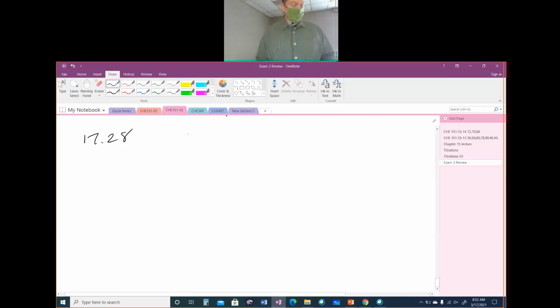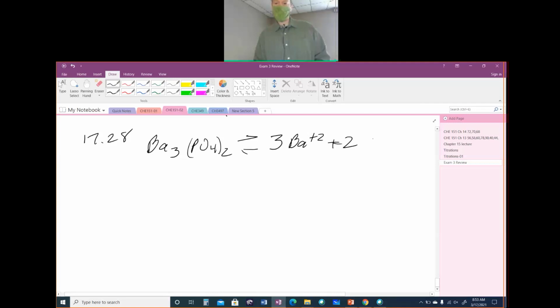where it just says give the expression for the KSP. So you have your barium phosphate. All right, so the KSP reaction is, of course, a solid going to its ions. So you will have one positive ion, you will have one negative ion. And so you got your barium ions. So you got 3 barium plus 2s, and you've got 2 phosphates.